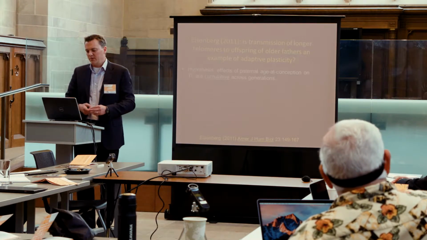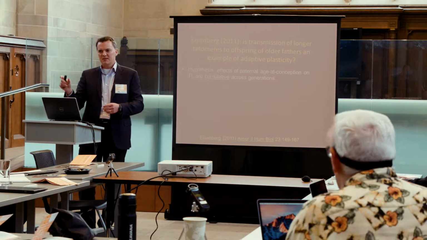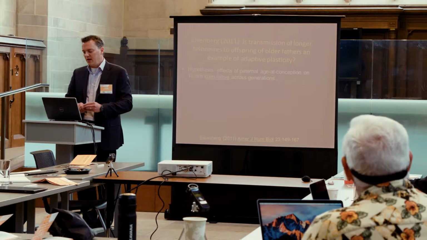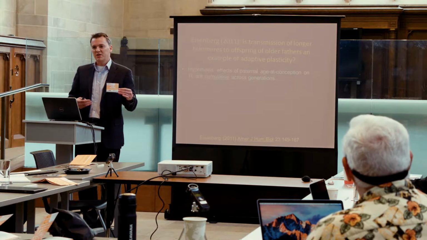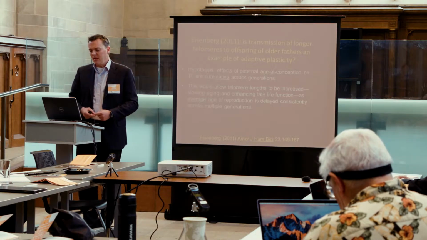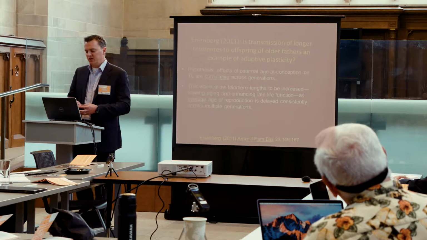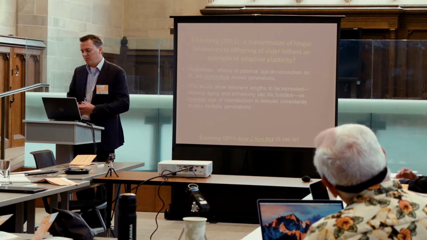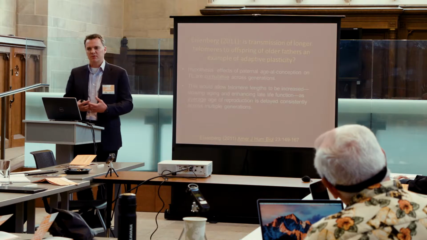And so what he proposed is that because we're talking about telomeres, right? This is DNA, so it's passed on with high fidelity across generations. Perhaps there's a cumulative effect, not just of one generation, but of multiple. And in this situation, this would allow telomere lengths to be increased, slowing aging and enhancing late life function, like immune function and other cell proliferation dependent functions, as average age of reproduction is delayed consistently across multiple generations.